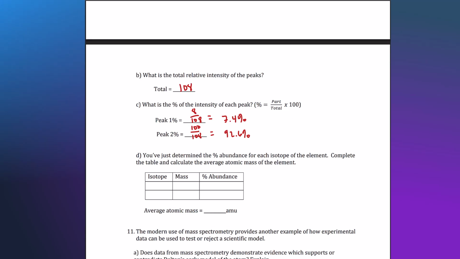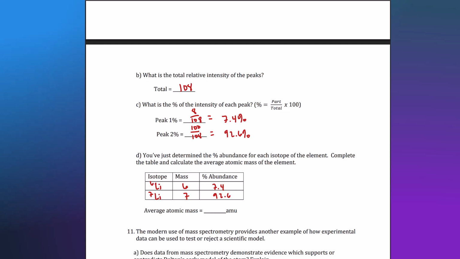Now part D is asking us, we just determined the percent abundance of each isotope, and now it wants us to calculate the average atomic mass. So for this one, let's go lithium 6. We have a mass of 6, a percent abundance of 7.4, and for lithium 7, we have a mass of 7 and a percent abundance of 92.6.